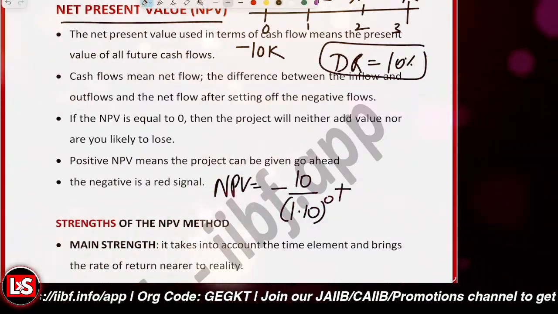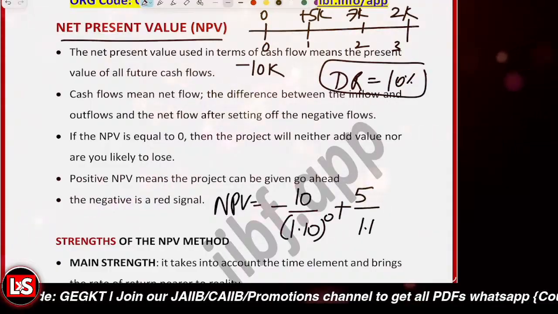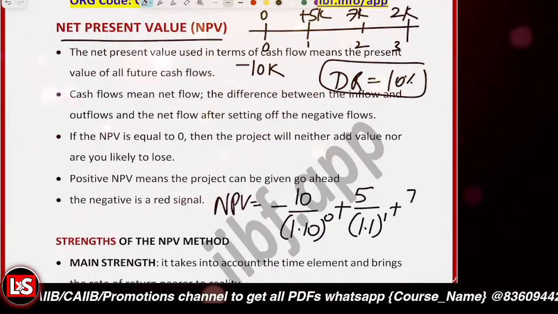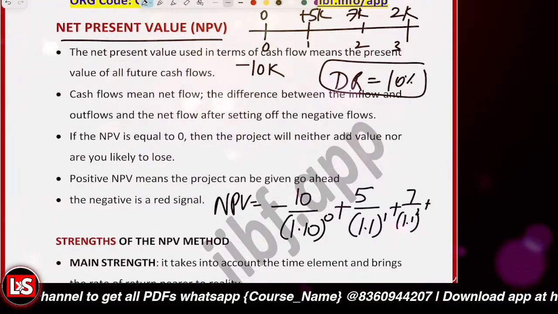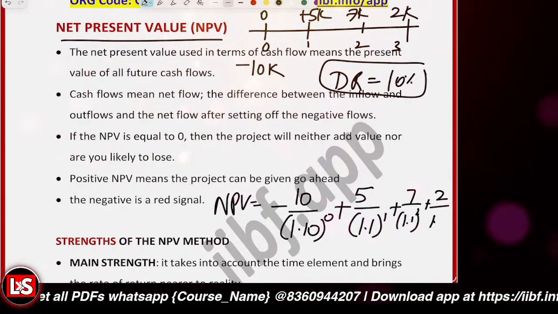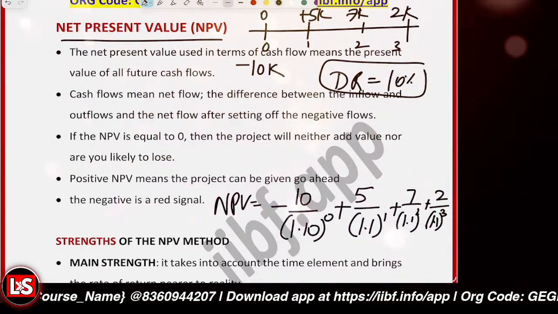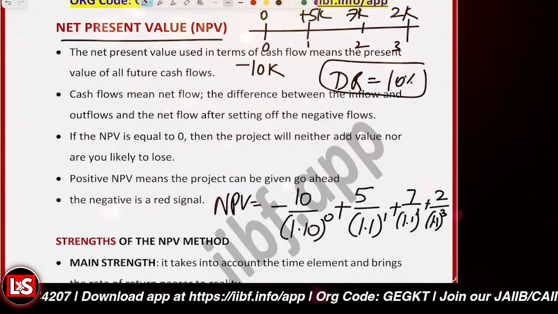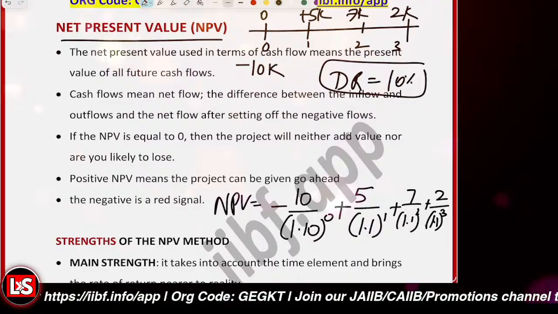And plus the cash flows now. 5,000 divided by, for the first year, 1.1 raised to power 1. Plus for the second one, it is 7 divided by 1.1 raised to power 2. And for the third one, it will be 2 divided by 1.1 raised to power 3. So if we just calculate it, we will be getting the net present value.